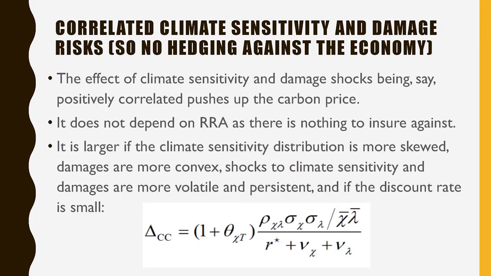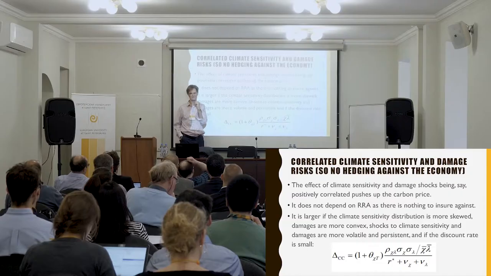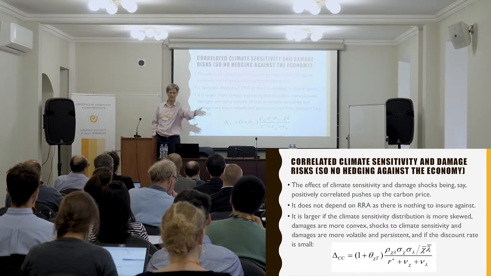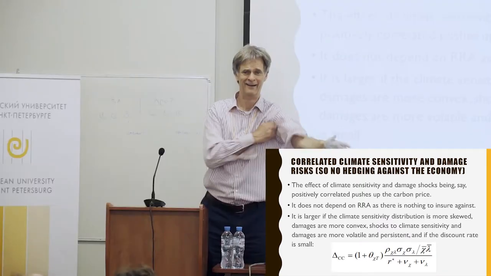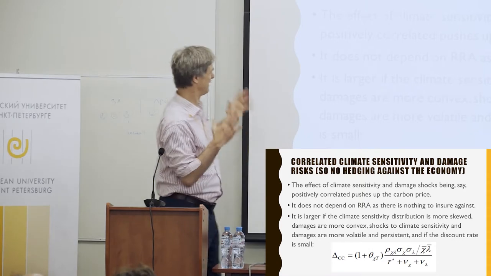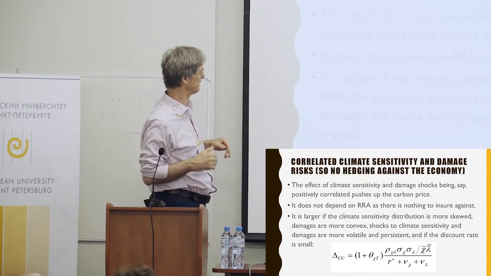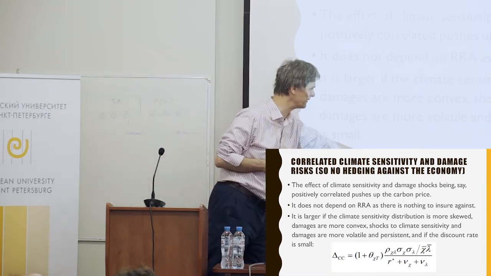Then there's a final term. I thought this was uninteresting, but then I talked to atmospheric physicists and they want to know more about it. I said, for example, imagine that the climate temperature shocks, climate sensitivity shocks and damage rate shocks may be correlated. I thought there's no reason why that would be, but then I talked to atmospheric physicists and they gave me 10, 12 examples why that may be so. If positively correlated, then you would push up the carbon. That's the last term, this term here.